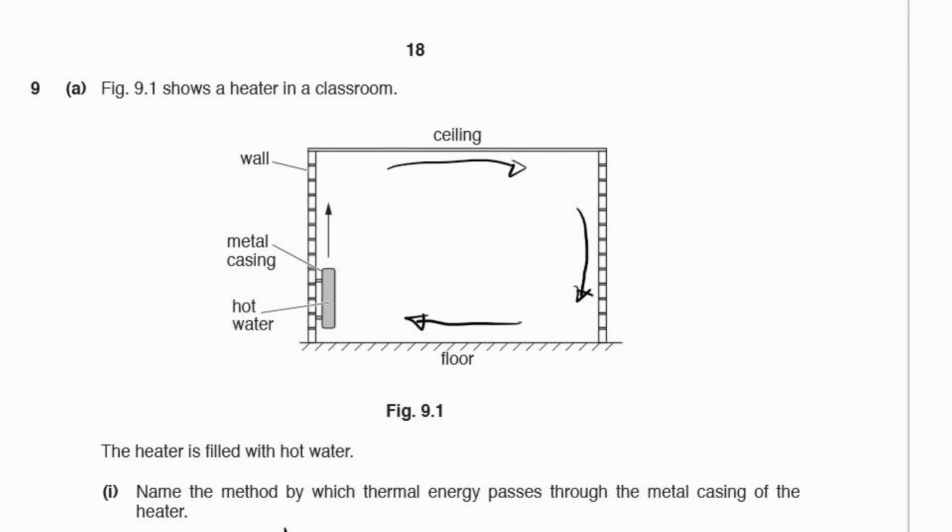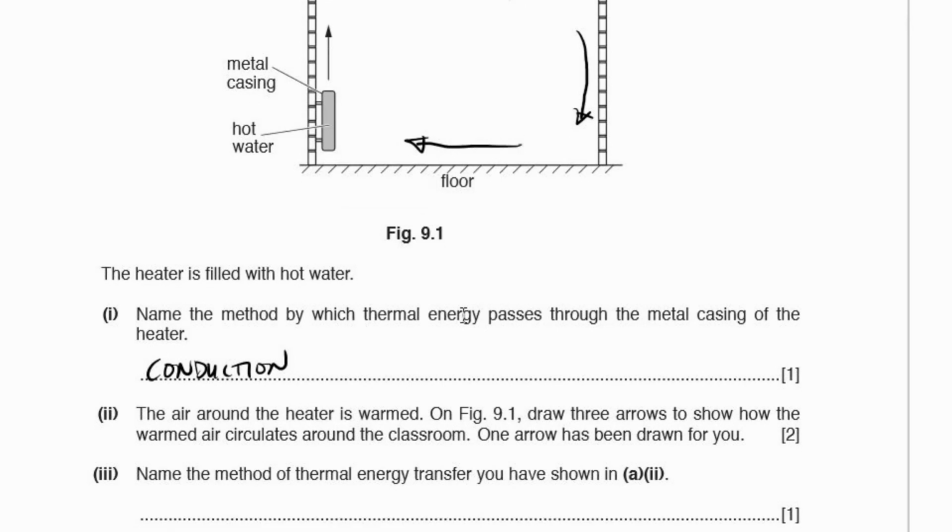Convection, of course, happens when the density of a gas or liquid changes, and it lifts up compared to its surroundings, which remain at the same density. There we go. Name the method of thermal transfer. That would be convection.